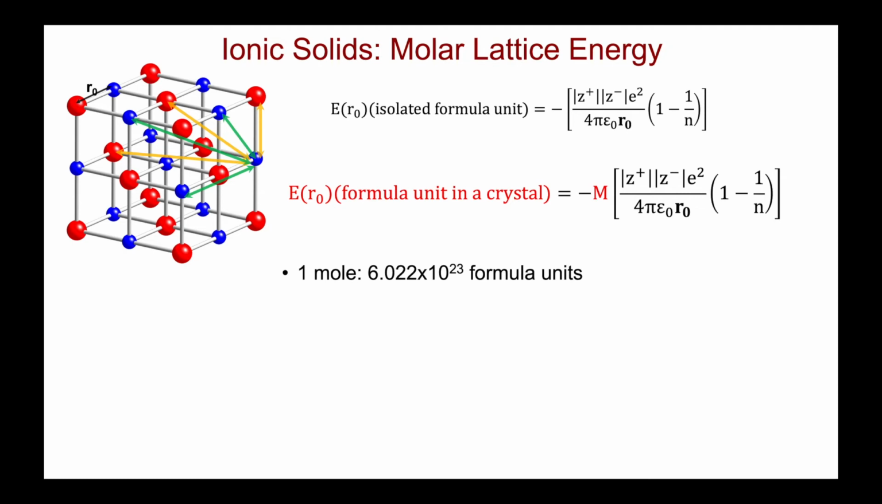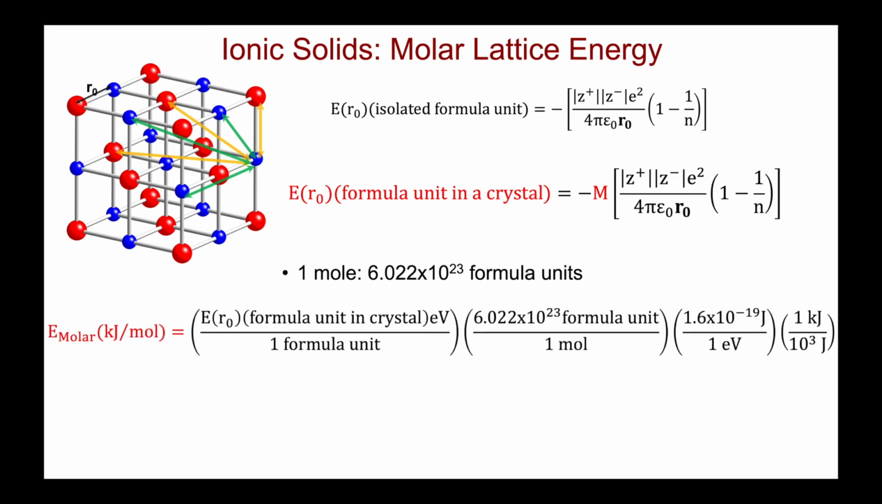And so now for 1 mole we have Avogadro's number of formula units. And so the molar energy is the energy of 1 formula unit in the crystal. We have Avogadro's number of formula units. That will give us then the molar energy in eV. And these last 2 terms are just to convert from electron volts to kilojoules.